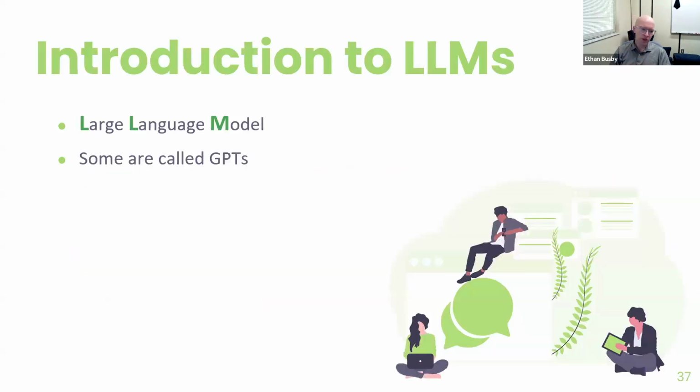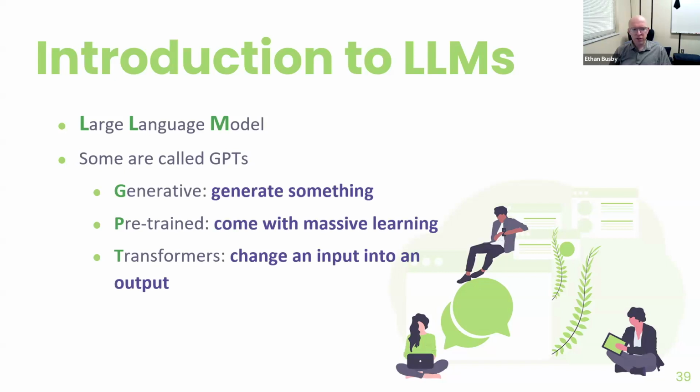Some of these tools are called GPTs. These are the popular models from OpenAI. What GPT stands for, in case you're curious, is generative pre-trained transformer. What generative means is it creates or produces something, in this case, words. Pre-trained means that it comes with massive learning already.